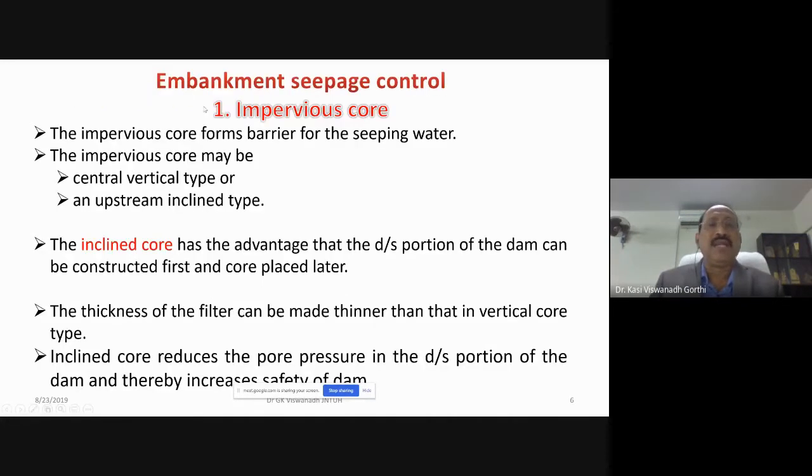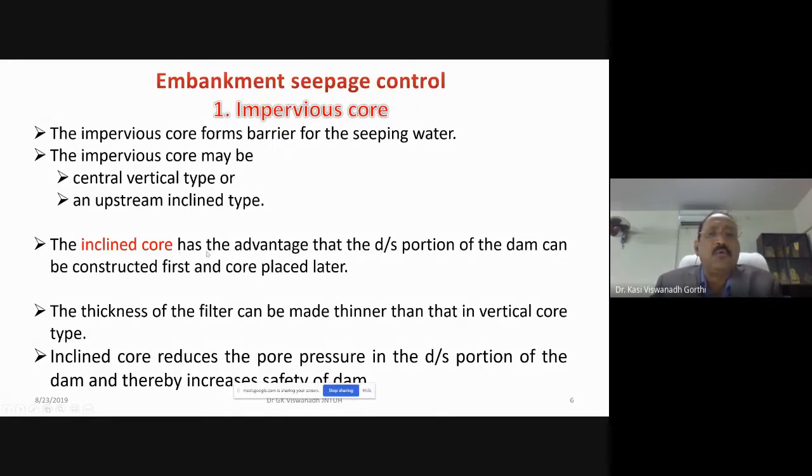Let us see one by one. Under the embankment seepage control, you have the impervious core. This impervious core may be of the central vertical type or the upstream inclined type.